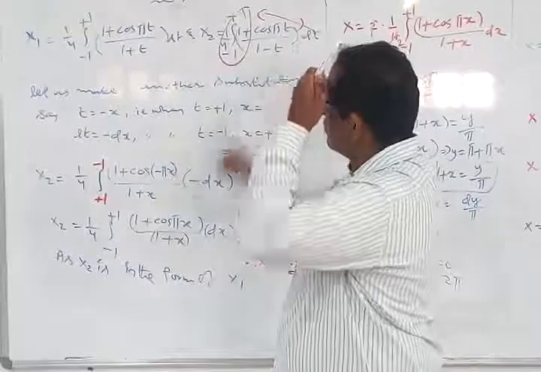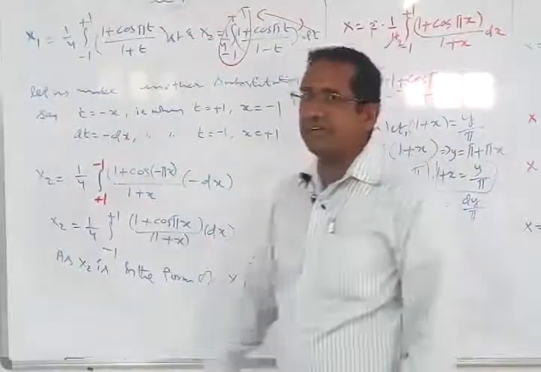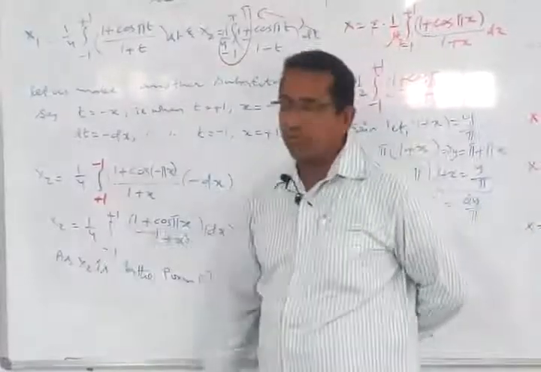T is minus x, so therefore 1 plus x. So dt is equal to minus dx. So therefore I can write what now? I can write now x2 is equal to 1 by 4.